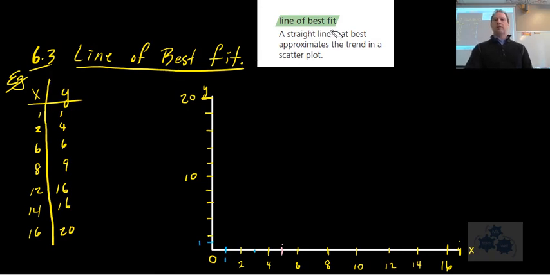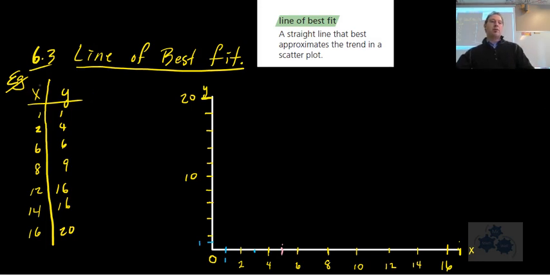Now, the line of best fit, as a definition here, this is from your textbook, 6.3, it's a straight line that best approximates the trend in a scatter plot. So a scatter plot is when we actually graph the points that are represented by the ordered pairs here. So you've copied this down into your notebook. So what we're going to do is make a scatter plot, first of all.